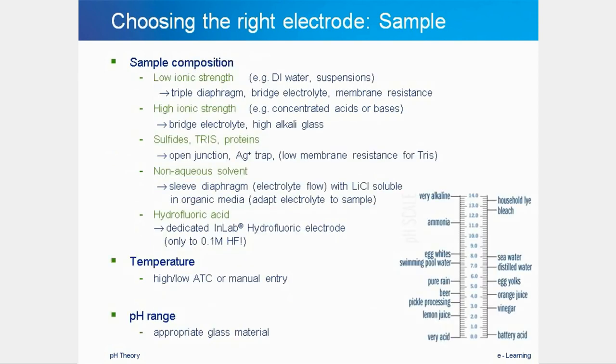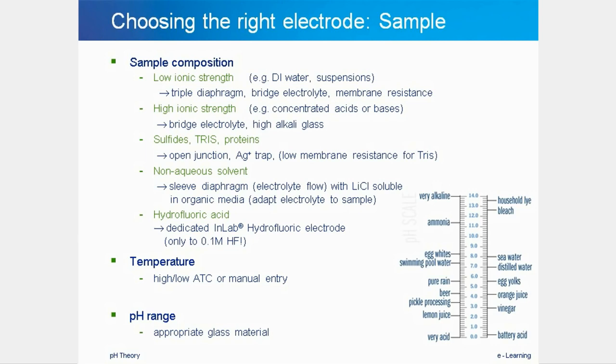Other examples of samples are low ionic strength samples like deionized water, which benefit from double bridge electrodes with low membrane resistance. For high ionic strength samples with high pH value, high alkali glass is important. For samples with sulfides or proteins, a silver ion trap is important. Samples with non-aqueous solvents need a special electrode with a sleeve diaphragm and high electrolyte flow.